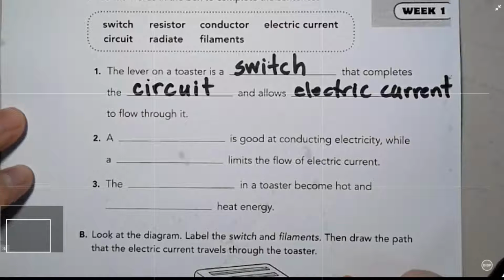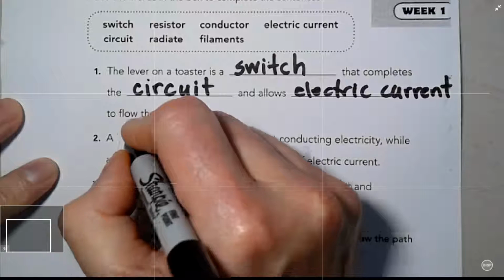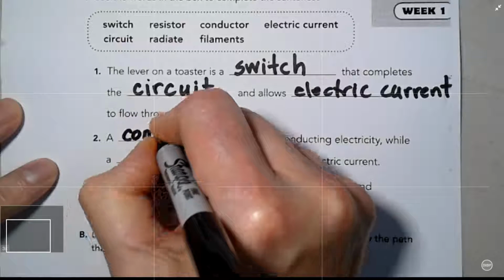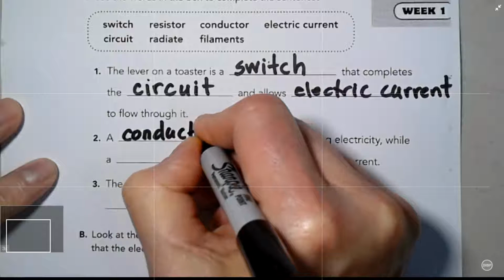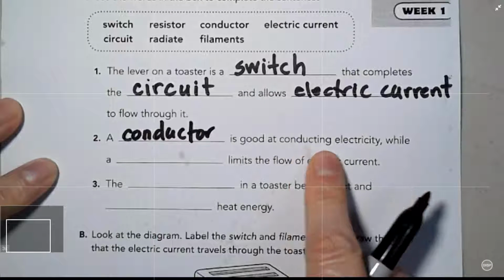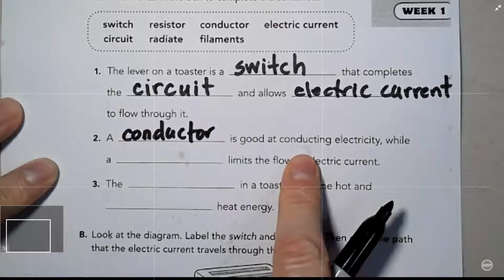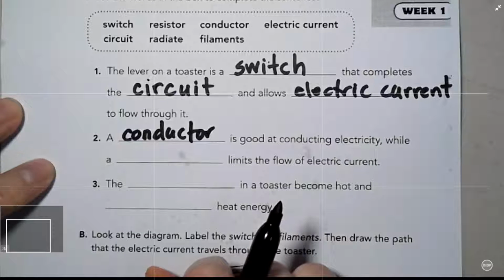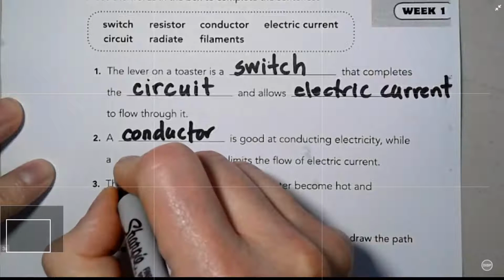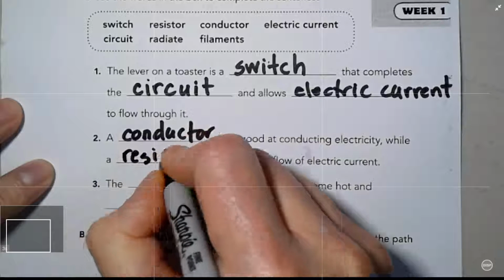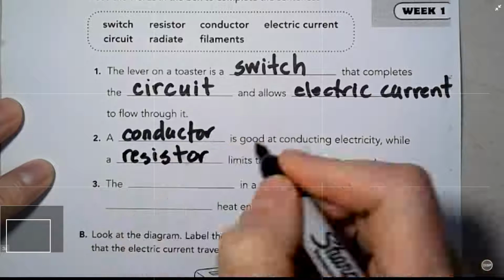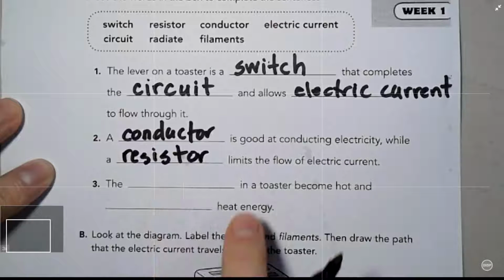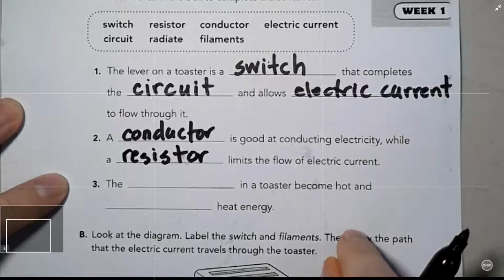A blank is good at conducting electricity, while a blank limits the flow of electricity. And we talked again about a conductor is good at conducting electricity. Conductor, conducting. While a blank limits the flow of electric current. And we talked about a resistor limiting the flow or resisting the electricity being able to go through it.